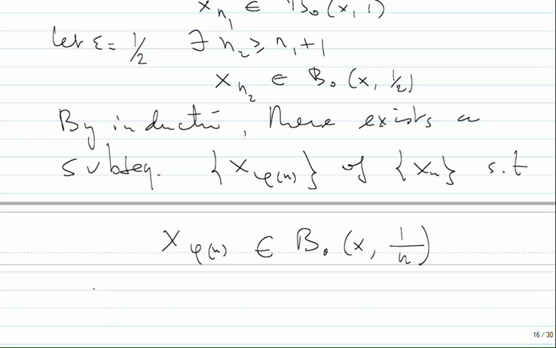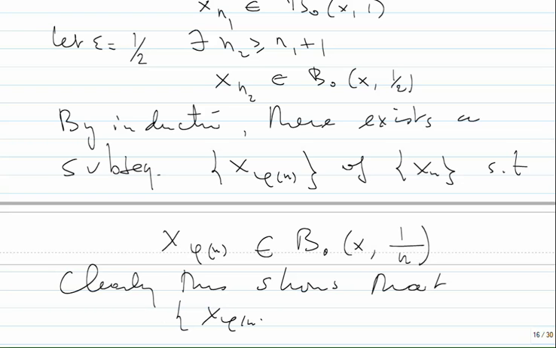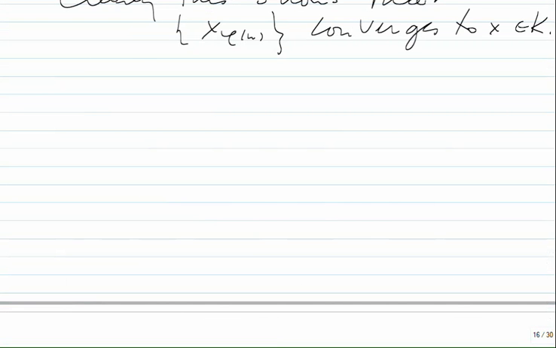So clearly this shows that x phi of n converges to x in K. So any sequence in K has a subsequence which converges to a point in K, and therefore K is sequentially compact. So K is sequentially compact.